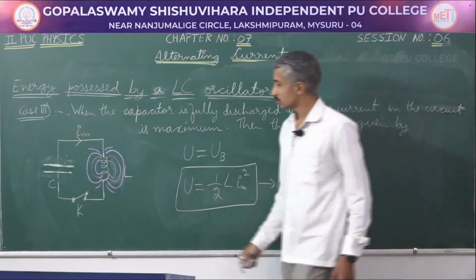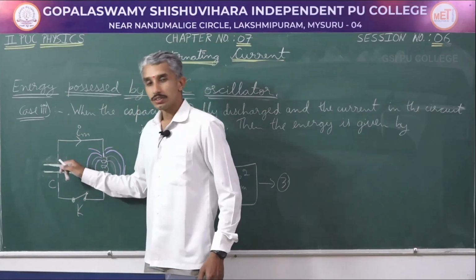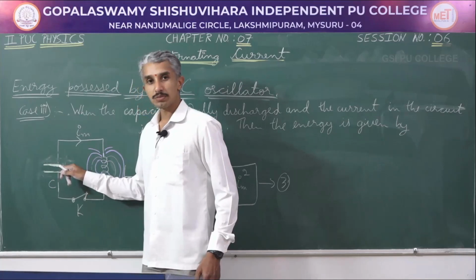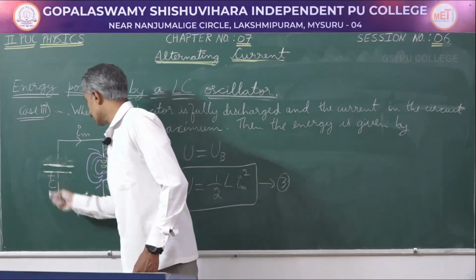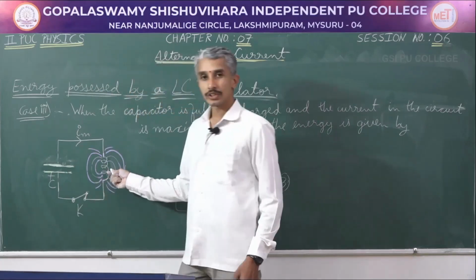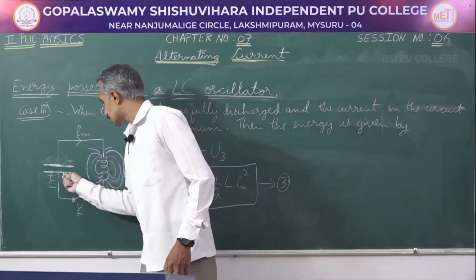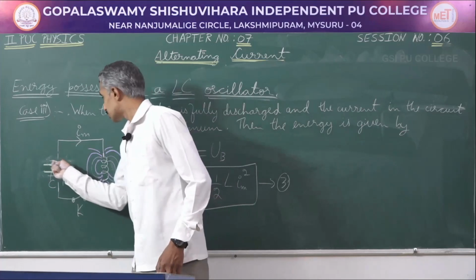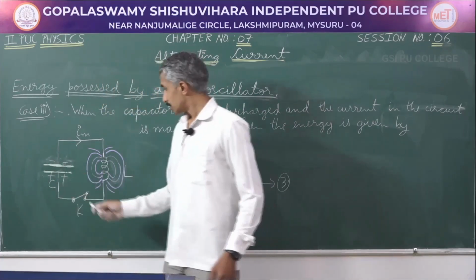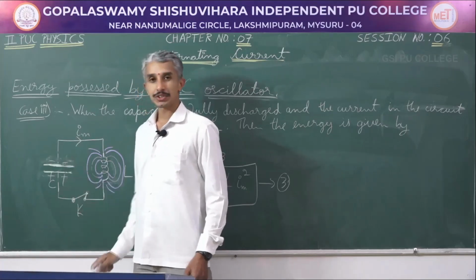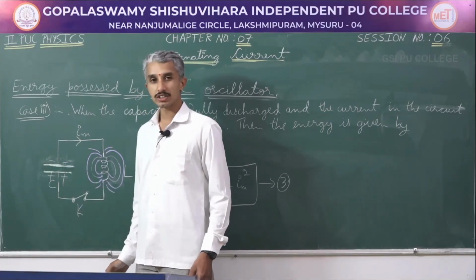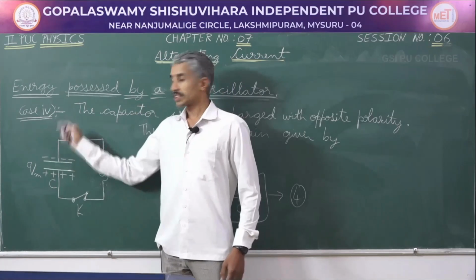What happens next? In case 3, the charge on the capacitor became 0, and what happens next is, because of the EMF induced in the inductor, the charges change on the plates. So, the lower plate would get positively charged and the upper plate would get negatively charged. So, let us now see what happens. Now, this is case 4.